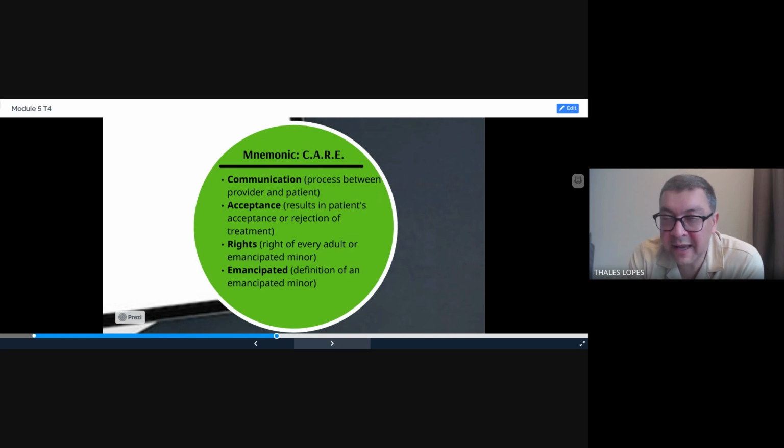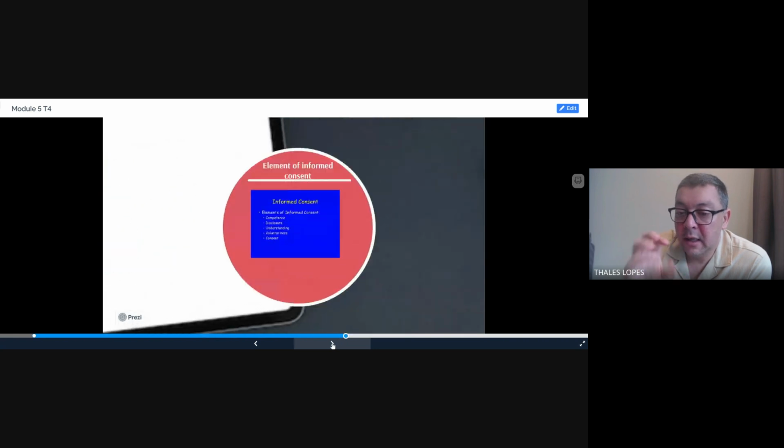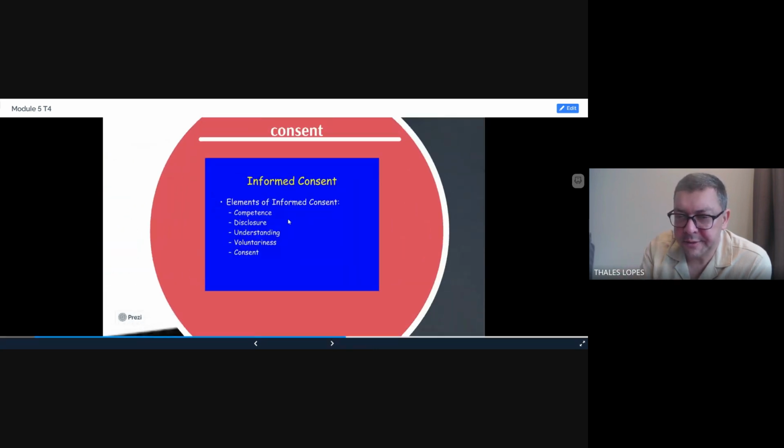You can use the acronym CARE for informed consent, which basically comes down to communication, acceptance, the right of the patient, and the E for emancipated minor. I have not seen a lot of questions that discuss this point of emancipated minor, but I can see how we can tweak a question from right to wrong by having that in the question. So it's important to know your law cases and how an emancipated minor could trick you to get the wrong answers.